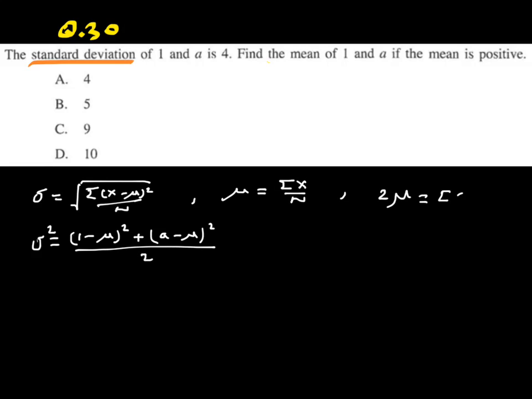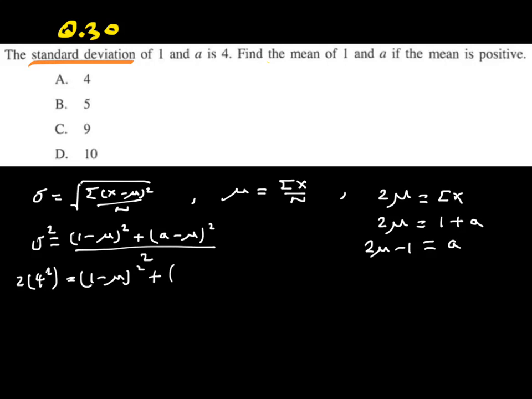And as for the mean, we know that the mean is the sum of x divided by 2. So 2 times the mean will be the sum of x. In this case, there are only two data, and that is 1 and A. So A is actually 2 mu minus 1. So by putting in the numbers and substituting A as 2 mu minus 1, we can now work out another expression relevant to the variance.